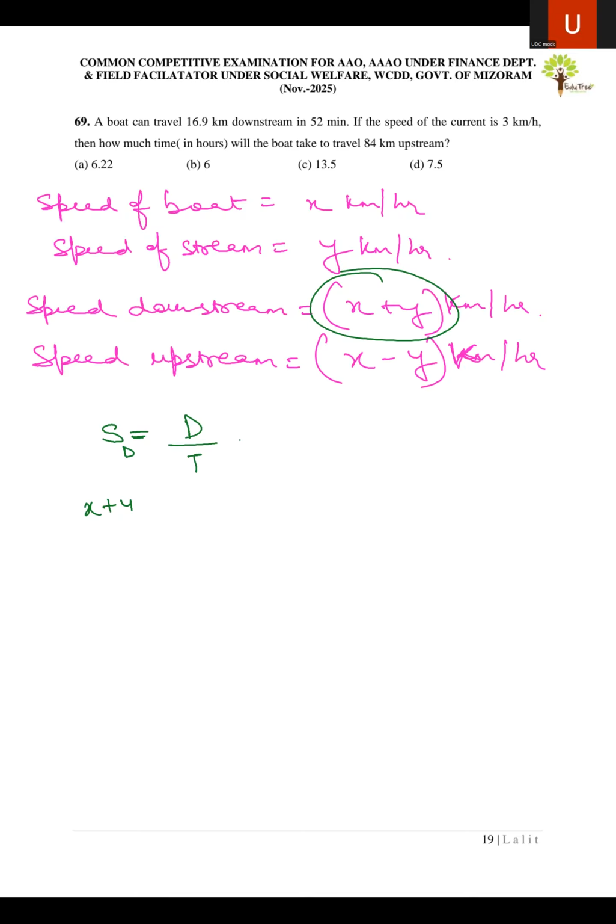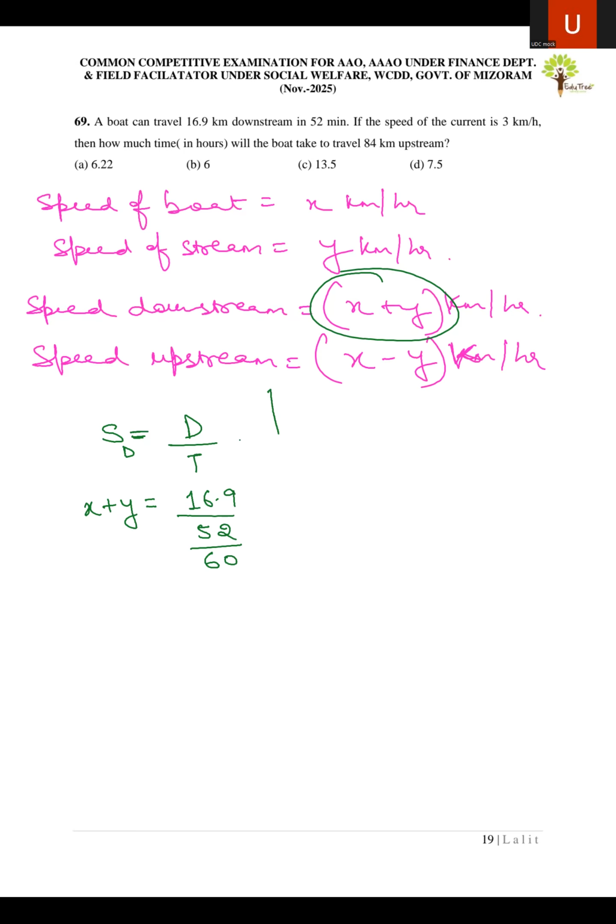All right. Distance is how much? 16.9 kilometers. And time is how much? 52 minutes. Now, distance is given to us in kilometers and time is given to us in minutes, so just convert it into hours, divide by 60.